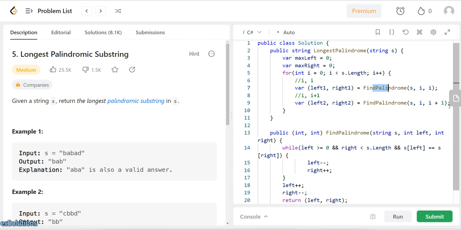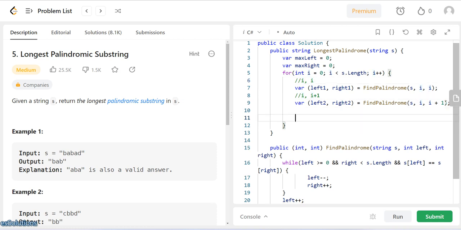But after all of this, we want to check and find the maximum, because that's what we are actually looking for. So we want to check our max left. At whatever point, the distance between my left and right, the longest one, the highest distance, I'll be comparing with what I have as my max left and max right. So if the max right minus the max left is not up to what I have in the right one.